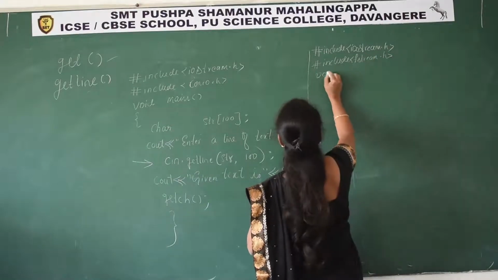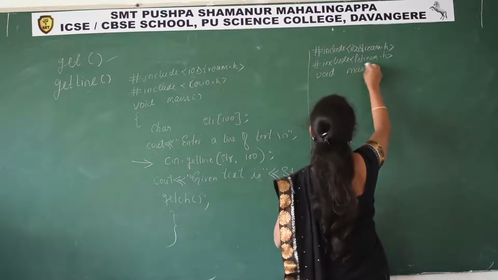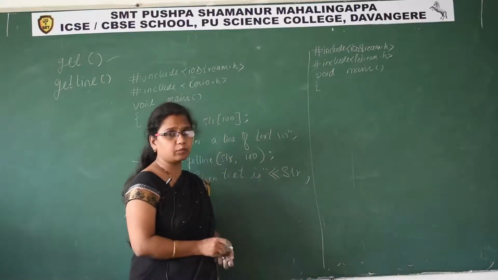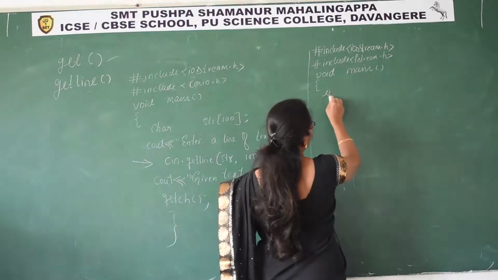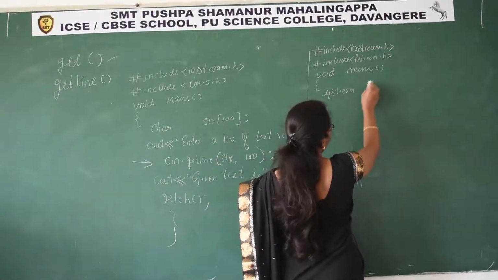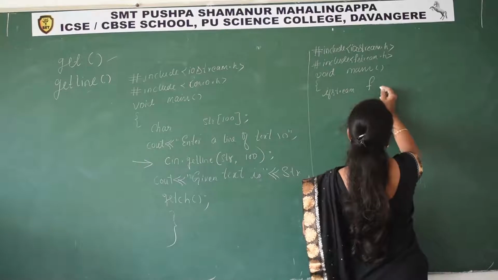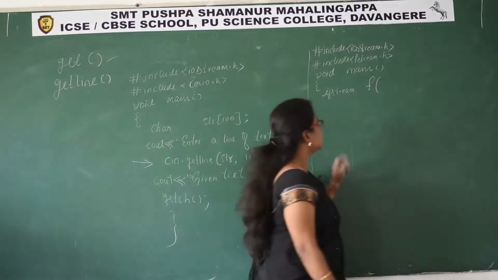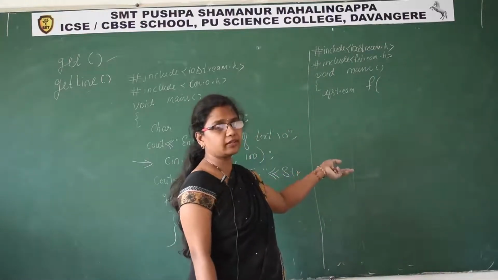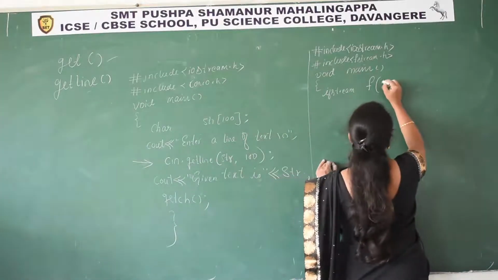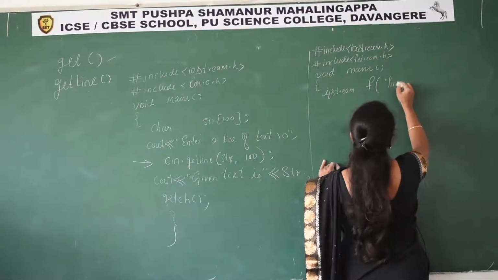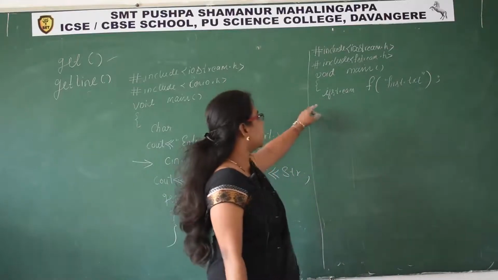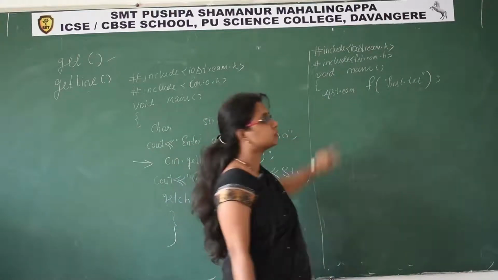Now void main. I want to open a file in read mode, so I'll take ifstream and the object is f, open parenthesis. Now I'll use the constructor method to open a file: first.txt. I won't mention the mode because I have taken ifstream, so it is read mode.